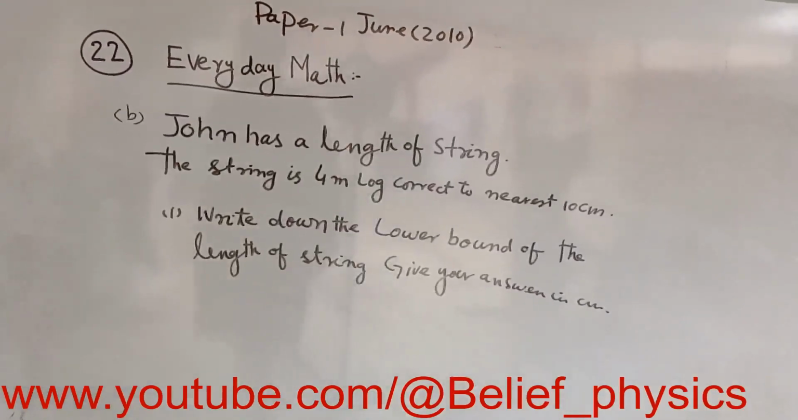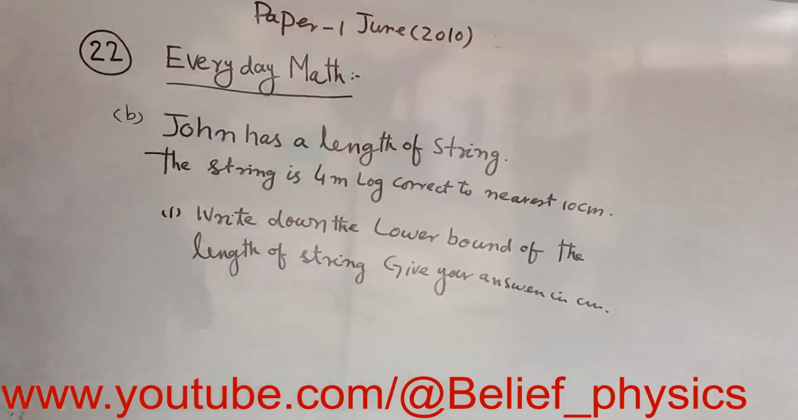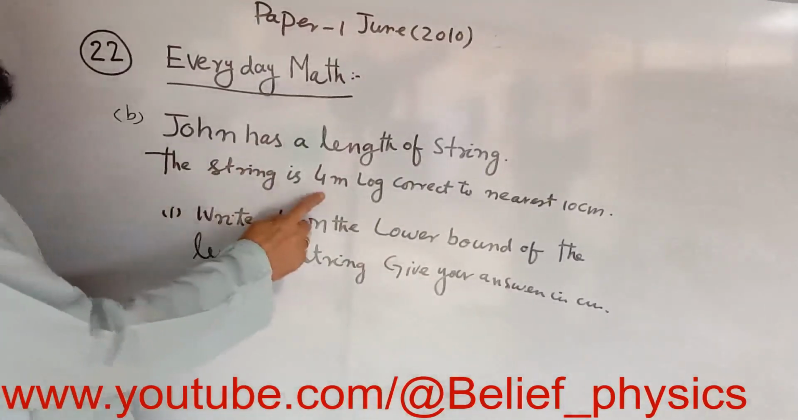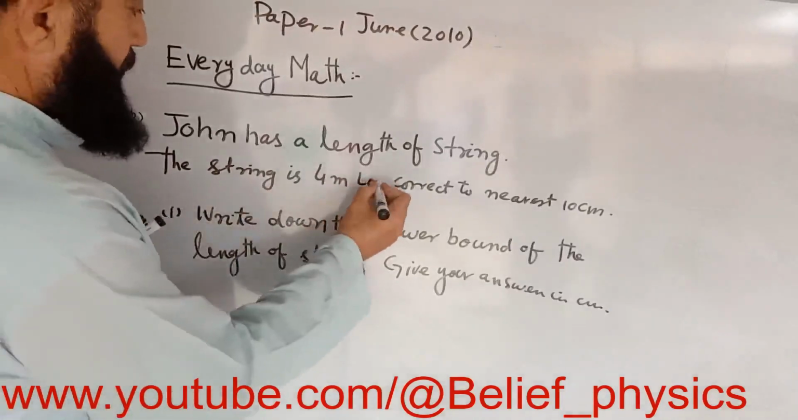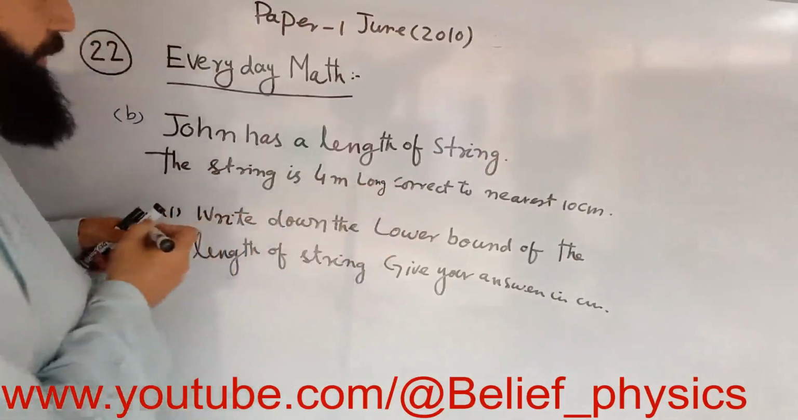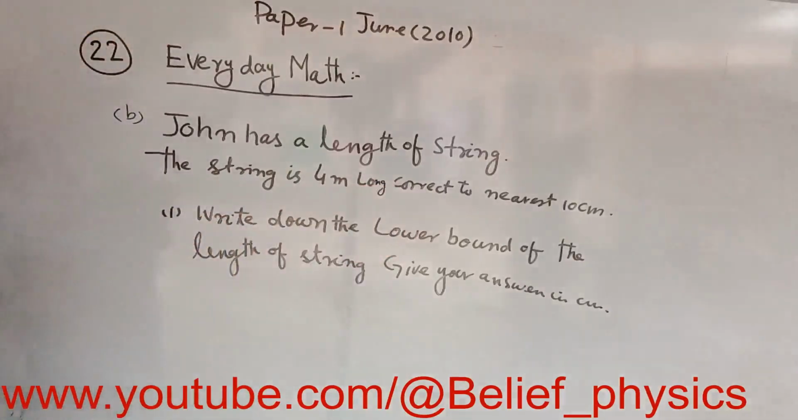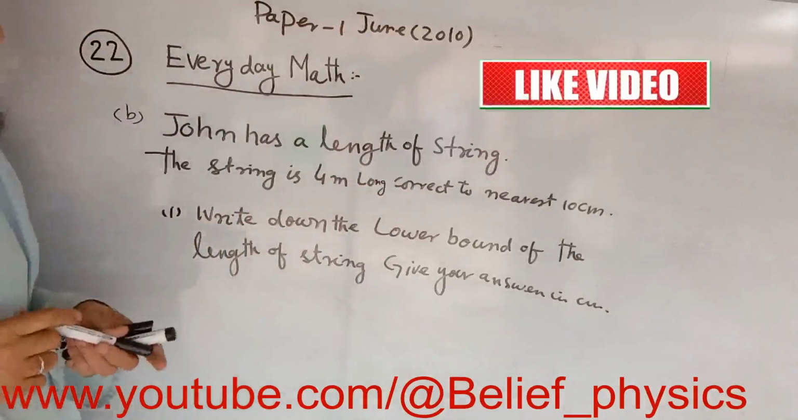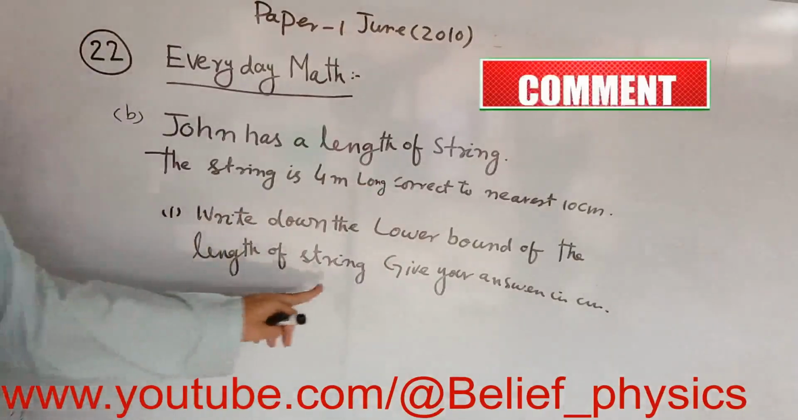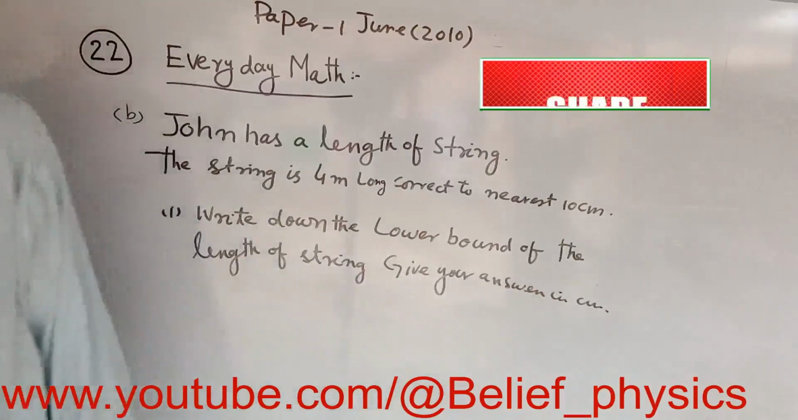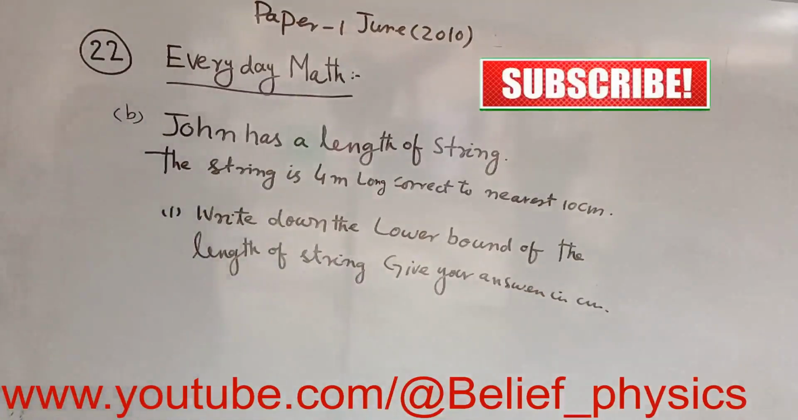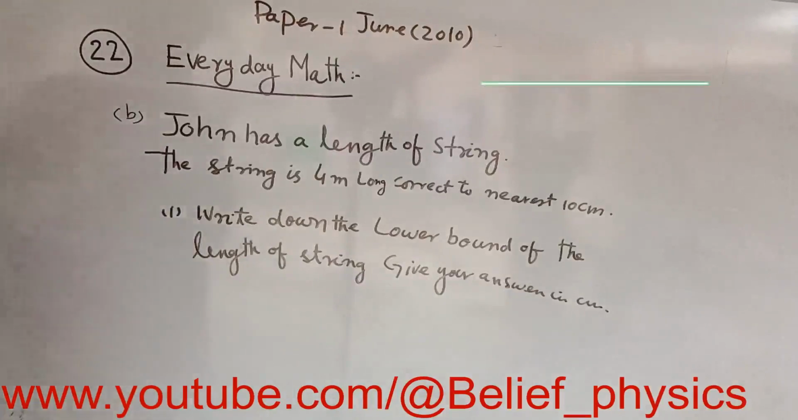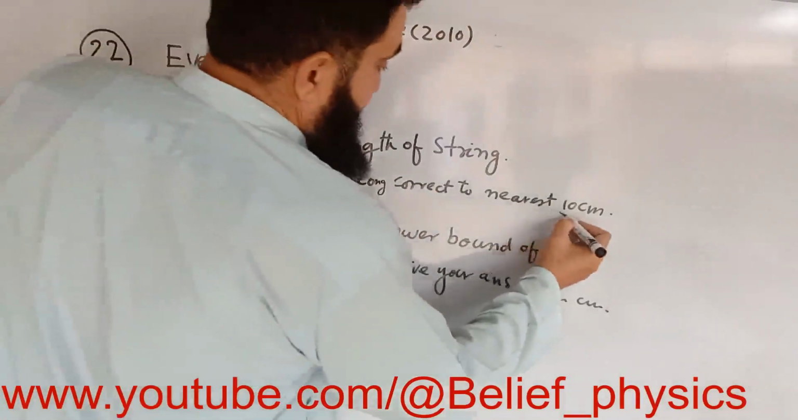Next, part B: John has a length of string. The string is 4 meter long, correct to the nearest 10 centimeter. Write down the lower bound of the length of the string, giving your answer in centimeter. We have to find the lower bound of the length of this string, and it is correct to 10 centimeter.